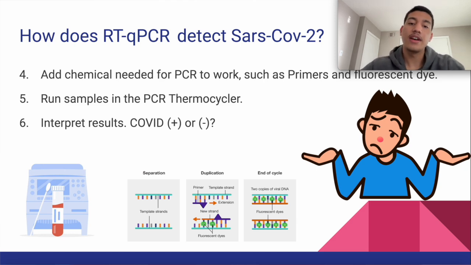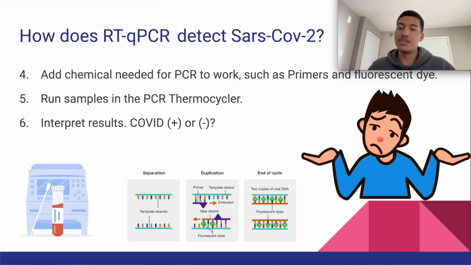So after that, we would have to add chemical reagents needed for the PCR detection, such as our primers and a fluorescent dye. The primers are used to identify any viral DNA found, and the fluorescent dyes will bind to the ends of the viral DNA sequences identified by the primers, thus serving as a marker for duplication, and I will get back to this. So after we add these chemical reagents, we're ready to run the samples for RT-qPCR.